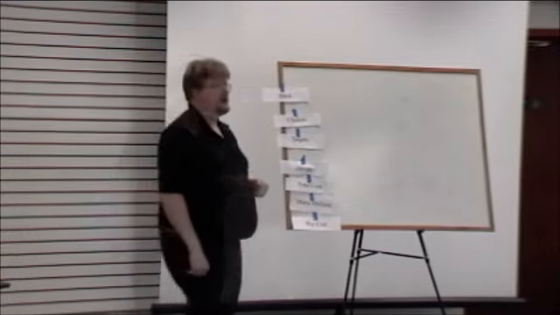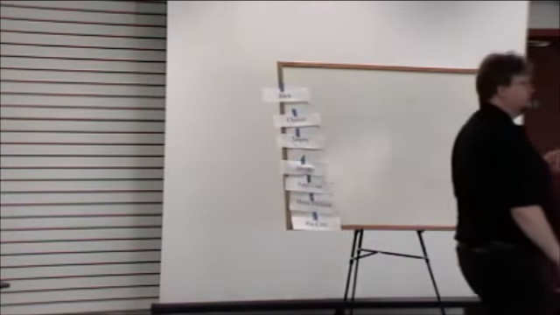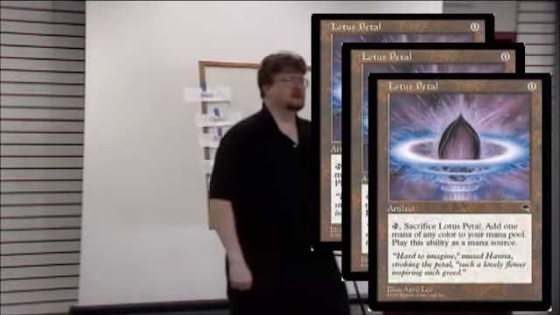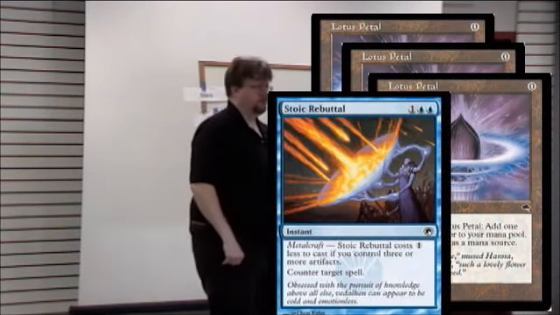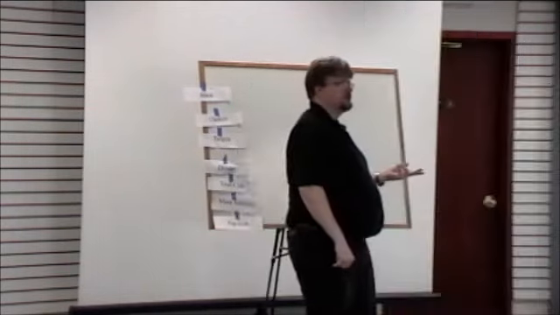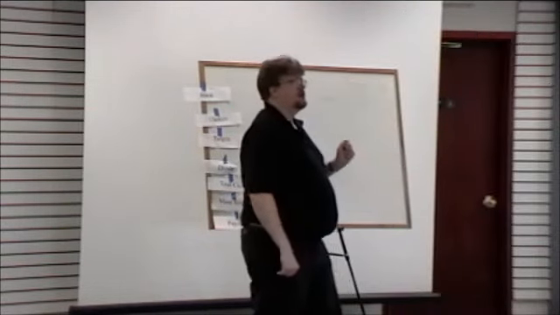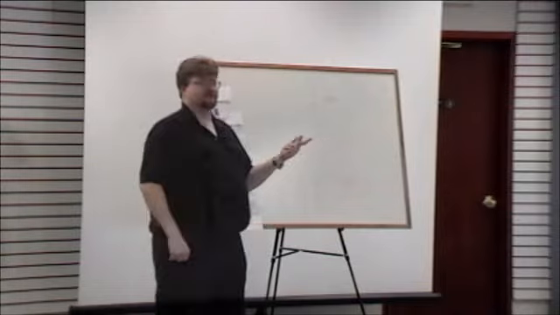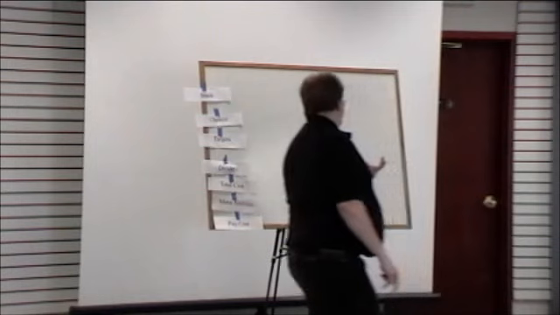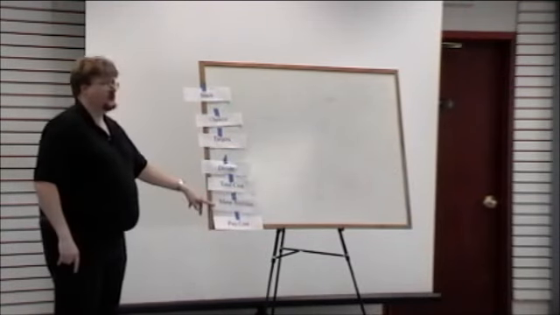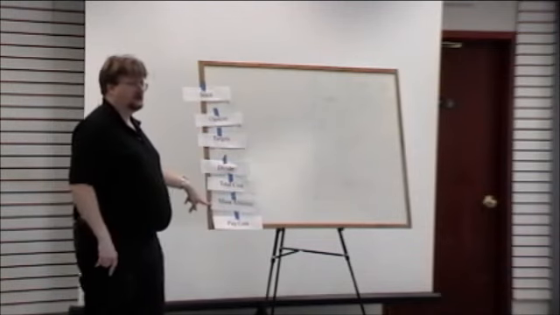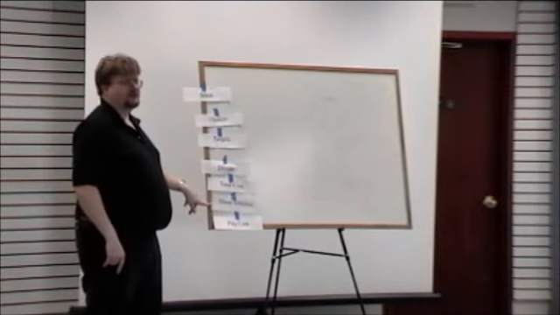Let's say I have 3 Lotus Petals on the battlefield. My opponent casts a spell that I don't like, so I counter it with Stoic Rebuttal. Since I control 3 artifacts, and let's say those 3 Lotus Petals are the only artifacts I have, I have Metalcraft. And of course, being the tricky guy I am, when it comes time to activate mana abilities, I sacrifice 2 Lotus Petals to make blue mana. So now suddenly I don't control 3 artifacts anymore.